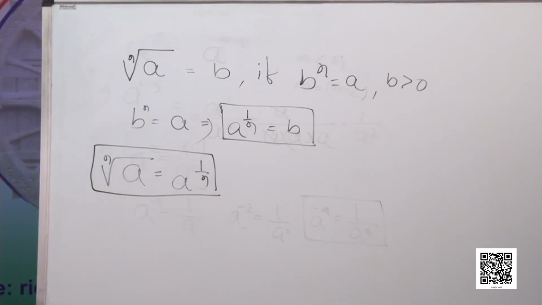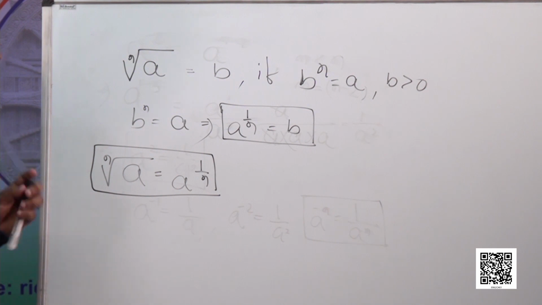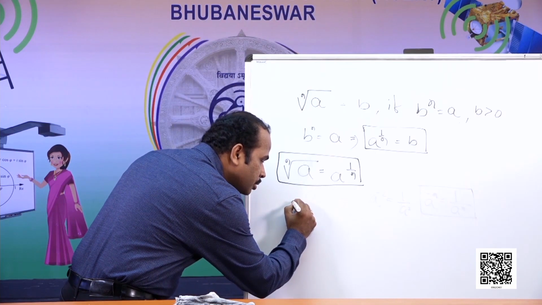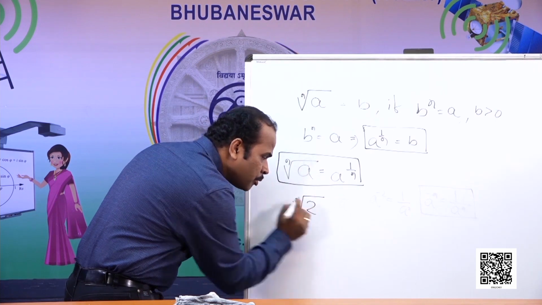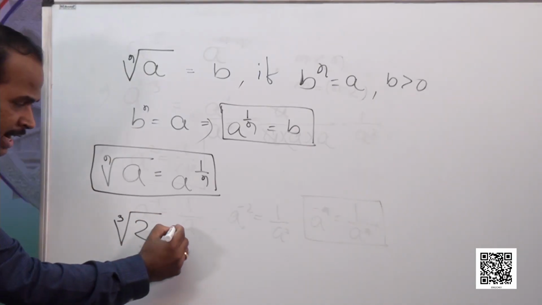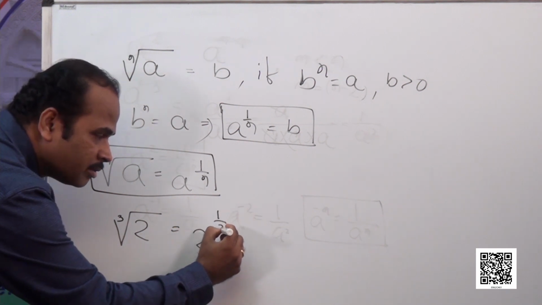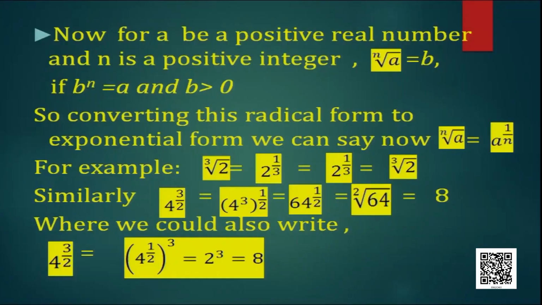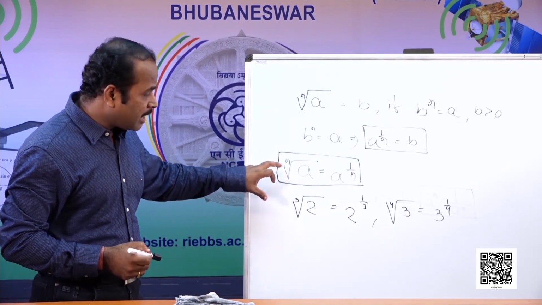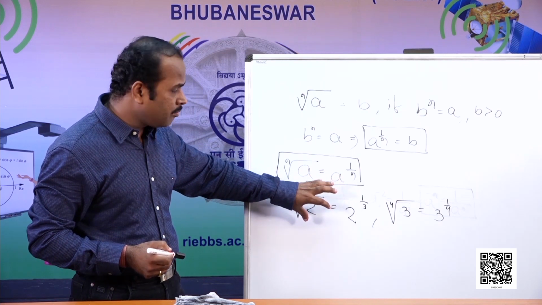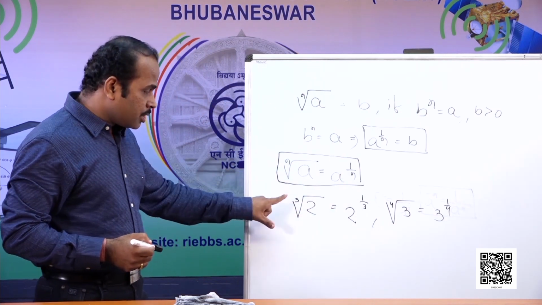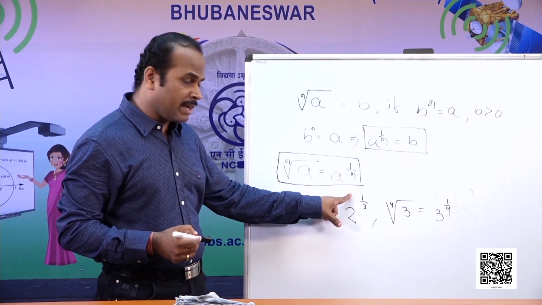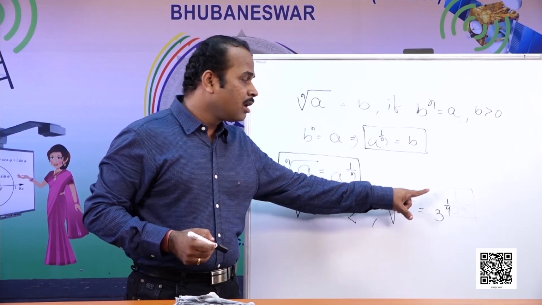So let us go for some examples and see how it happens. Let me give cube root of 2. If I write cube root of 2, it indicates that it is 2 to the power 1 by 3. If I write fourth root of 3, this indicates that it is 3 to the power 1 by 4. So nth root of a can be changed into exponential form as a to the power 1 by n. So cube root of 2 is written as 2 to the power 1 by 3, and fourth root of 3 is written as 3 to the power 1 by 4.